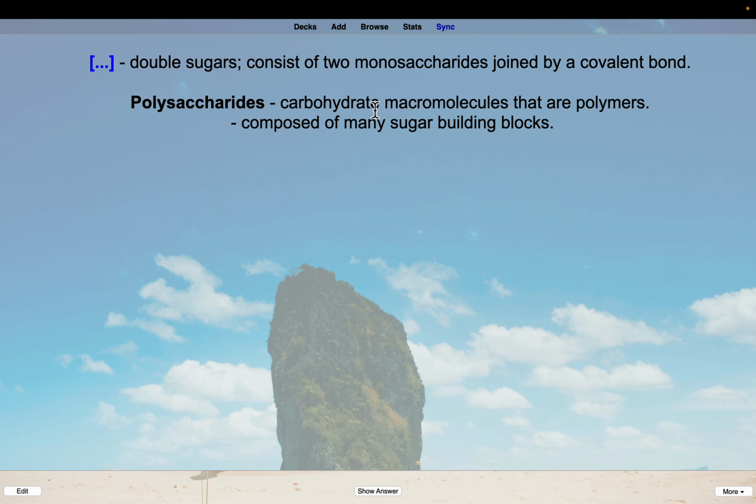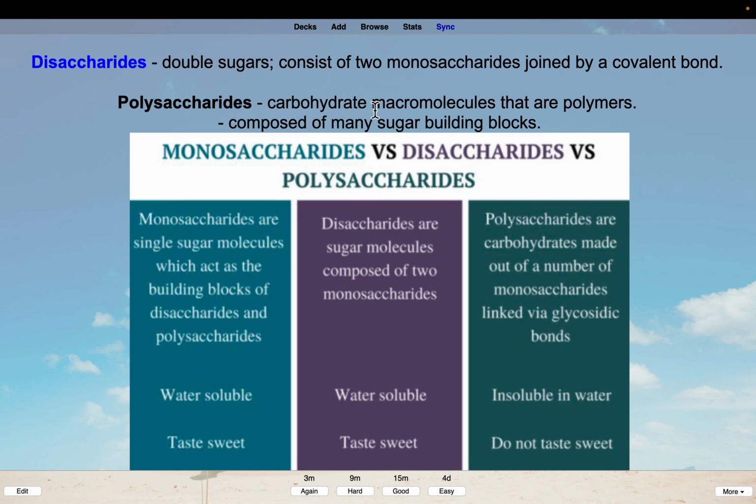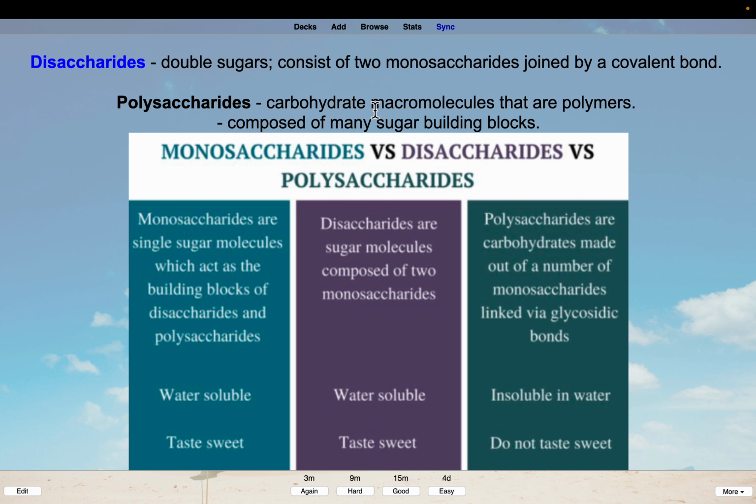Double sugars, disaccharides. Basically they consist of 2 monosaccharides joined by a covalent bond. For polysaccharides, it's the same thing, but more than just 2 monosaccharides. Carbohydrate macromolecules that are polymers are composed of many sugar building blocks.